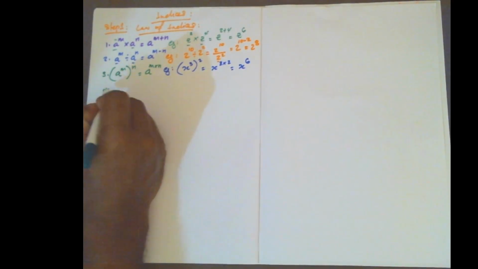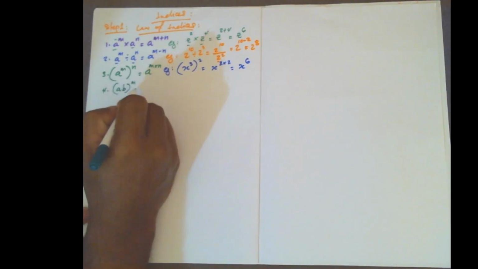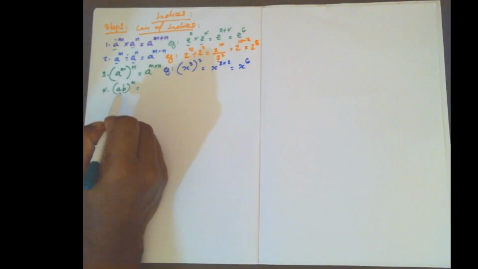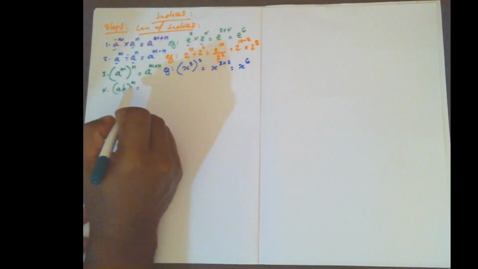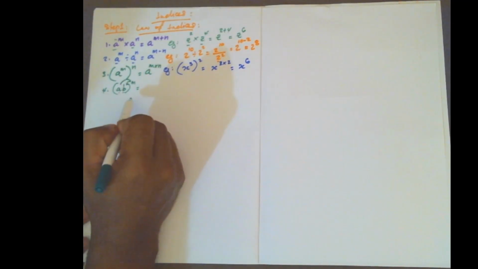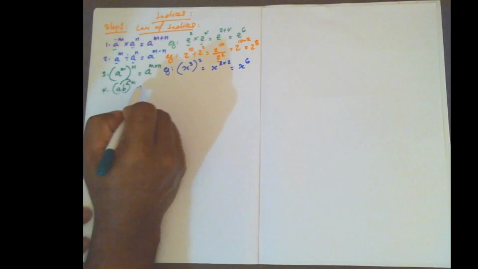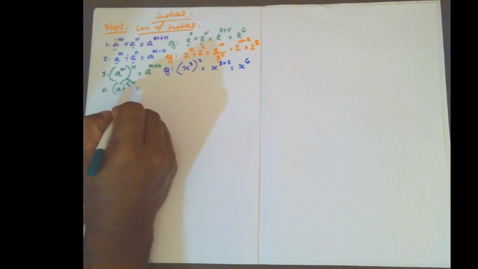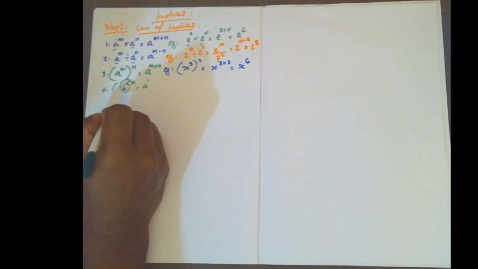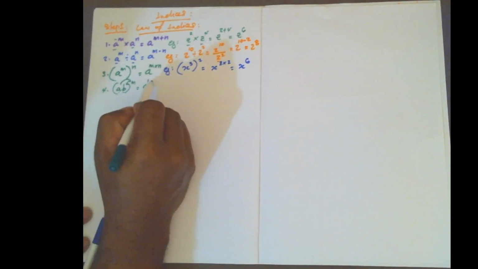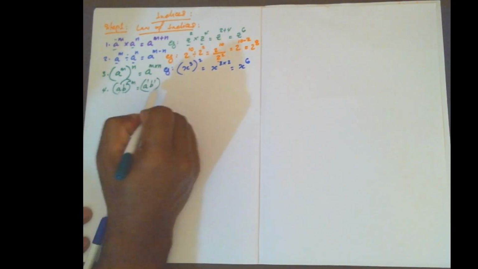Let's look at the fourth law. ab to the power of m. Now there are two terms inside the bracket raised to the power of m. According to the law, this power will be distributed. The second thing we need to note is that, since we are raising to a power, we need to define a as a to the power of 1. Because there's no number here, we say it's a to the power of 1, b to the power of 1, all to the power of m.